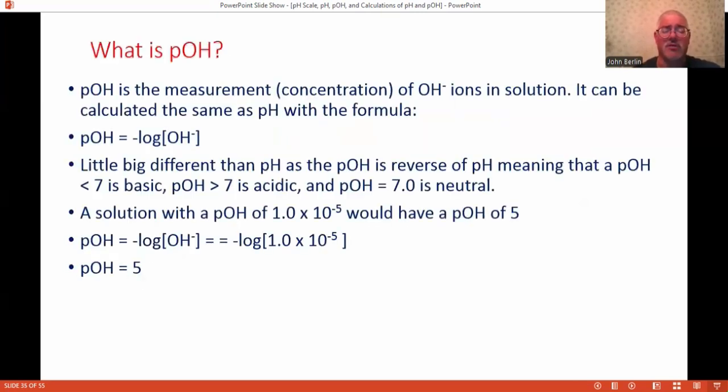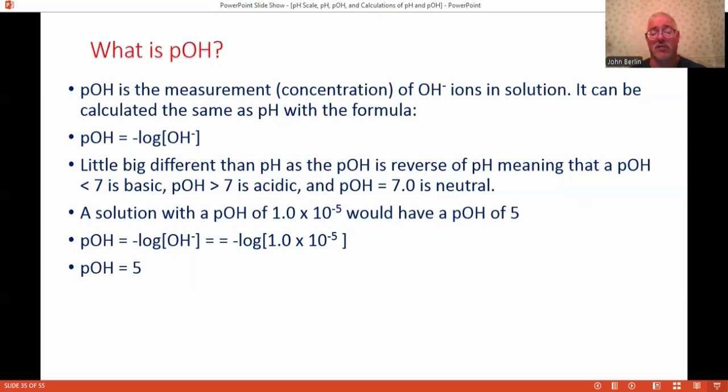Okay, another one. You'll hear about pOH. Now, pH and pOH are actually two separate things, but they're very similar to each other. One is a measurement of hydrogen ions. The other one is a measure of hydroxide ions. In this case it's the opposite, and you calculate the exact same way, but a little bit different. Whereas with pH, anything less than 7 was acidic, in this case, with pOH, anything less than 7 is a base.